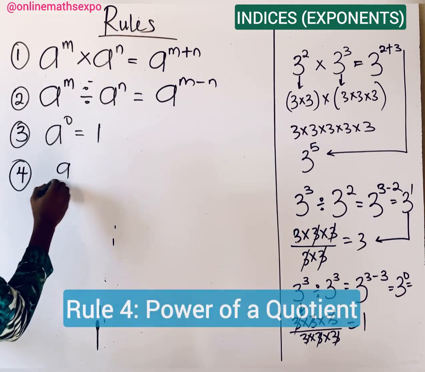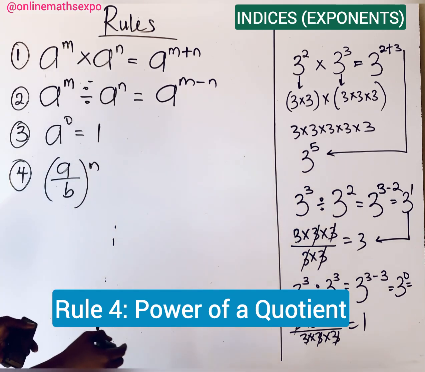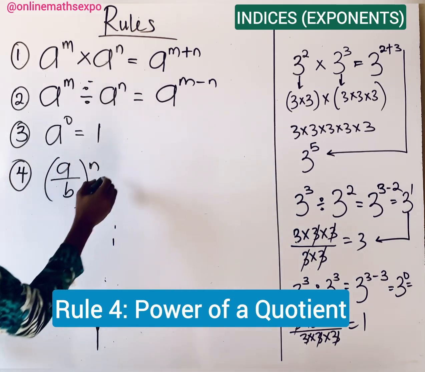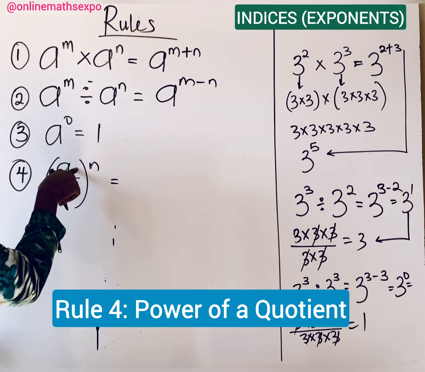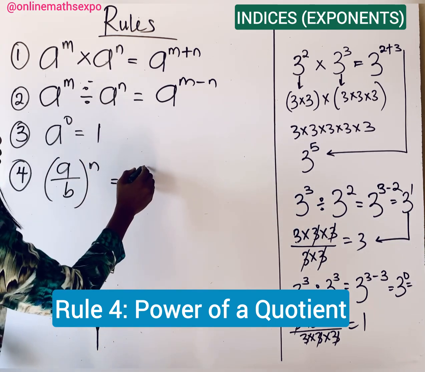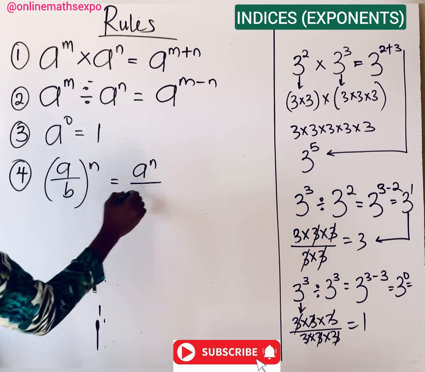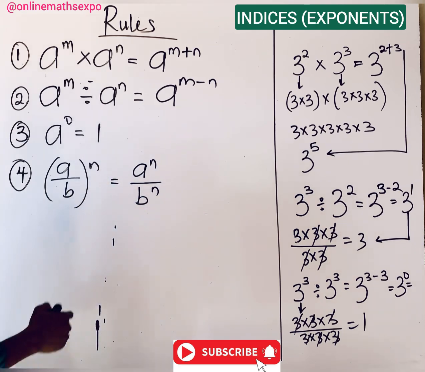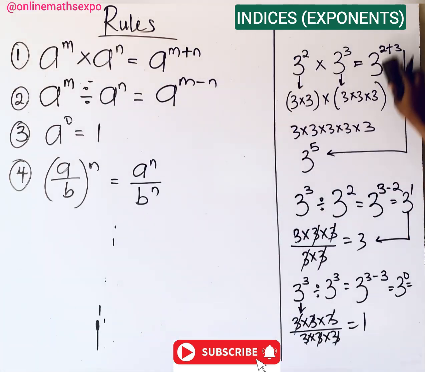If you have a over b to the power of n, what do you do to this? To simplify this, you are going to use this power on both values. So this is going to give you a raised to the power of n, and b raised to the power of n. I hope that is clear. Now let's take an example on that.